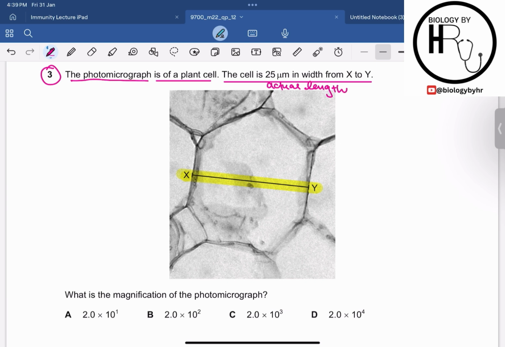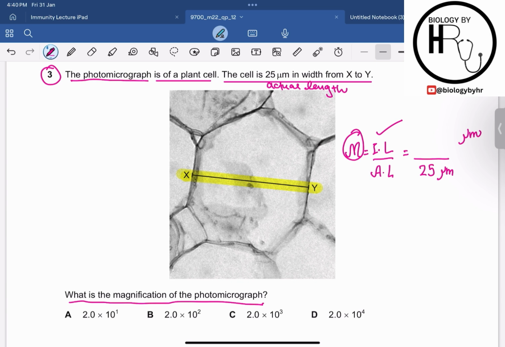Now they are saying that what is the magnification of the photomicrograph. We know that the formula for the magnification is equal to image length divided by the actual length, right? Now they are saying over here that we have to calculate the magnification. Alright, you have to find this. So for it you have to calculate the image length. The actual length is given to you in the question, which is 25 micrometers. Now you should also convert the image length which you are going to calculate into the micrometers.